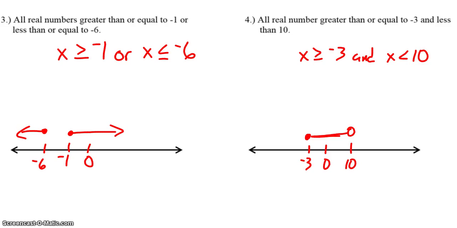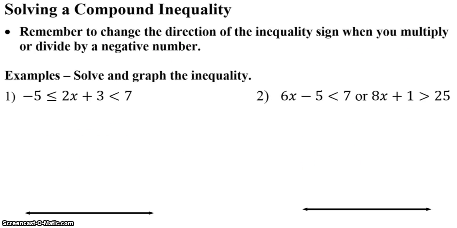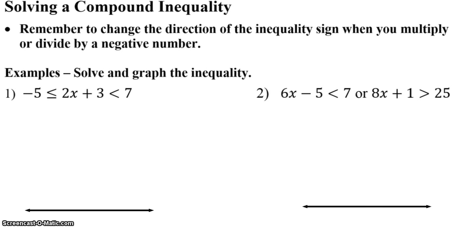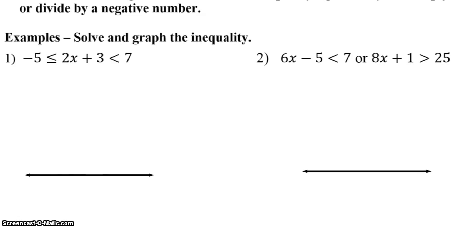Now we're going to take a look at solving a compound inequality. So the one rule still applies. If you multiply or divide by a negative number, you need to flip the inequality symbol. So we're going to take an example of solving these and just seeing what happens. Now, number 1 is an example of an and inequality. What's happening here is there's two inequalities in one. The 2x plus 3 is going with negative 5, and the 2x plus 3 is going with 7. I'm going to solve this as just one large inequality.